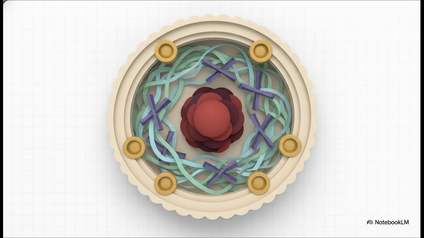That wall has specific doors, or nuclear pores, letting only authorized material in and out. Deep inside sits the nucleolus, a specialized zone building parts for our ribosomes. But the state of that DNA actually changes depending on what the cell is doing.